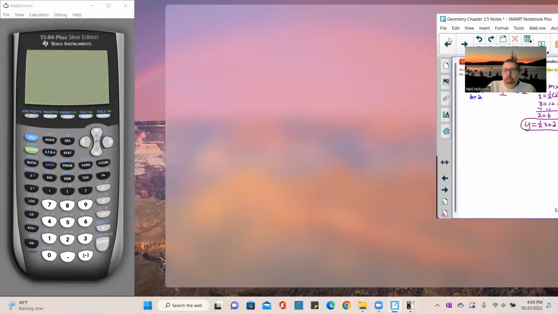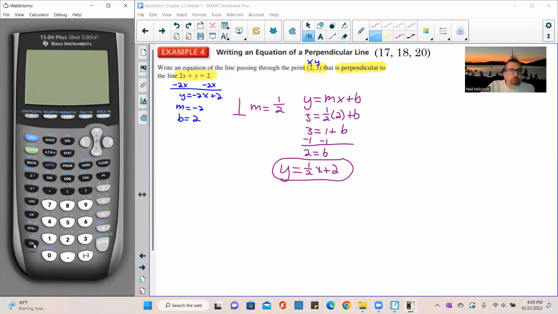All right, let's do this. There we go. So what I'm going to do, turn my calculator on, go to y equals, clear and clear, and go back up. Put the original in, which is y equals negative 2x plus 2. And I'm going to graph it just to take a look at it. Okay, so this is our original graph. That's the original. I want to draw a line perpendicular to it going through the point 2, 3.